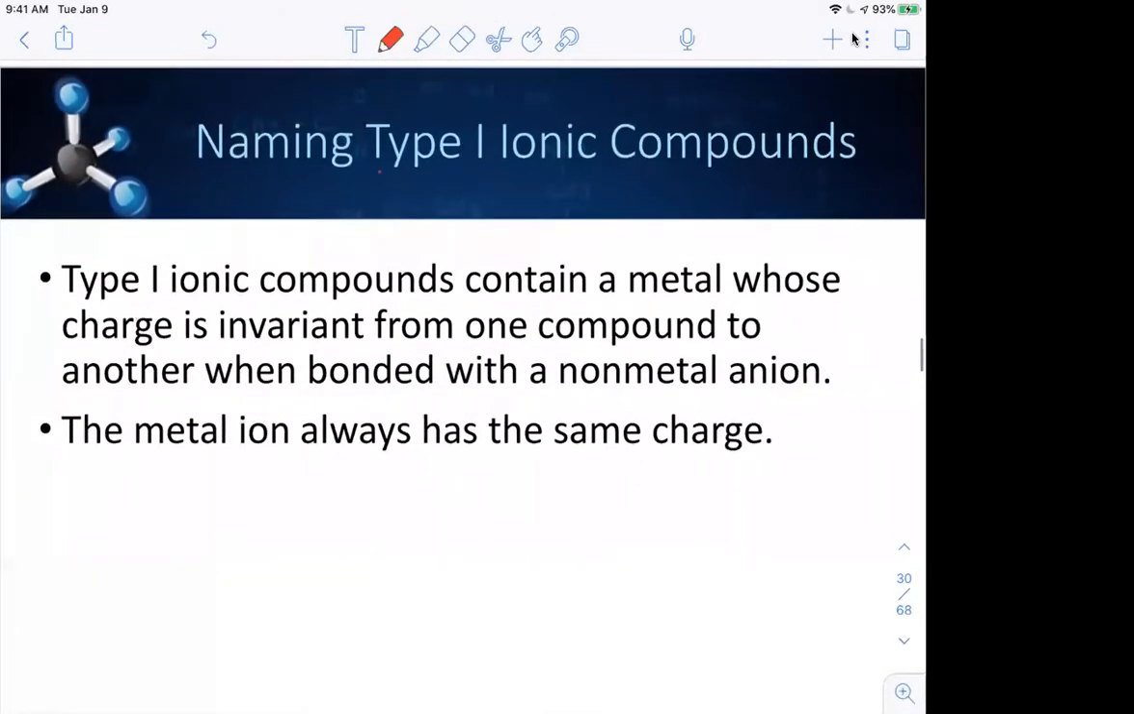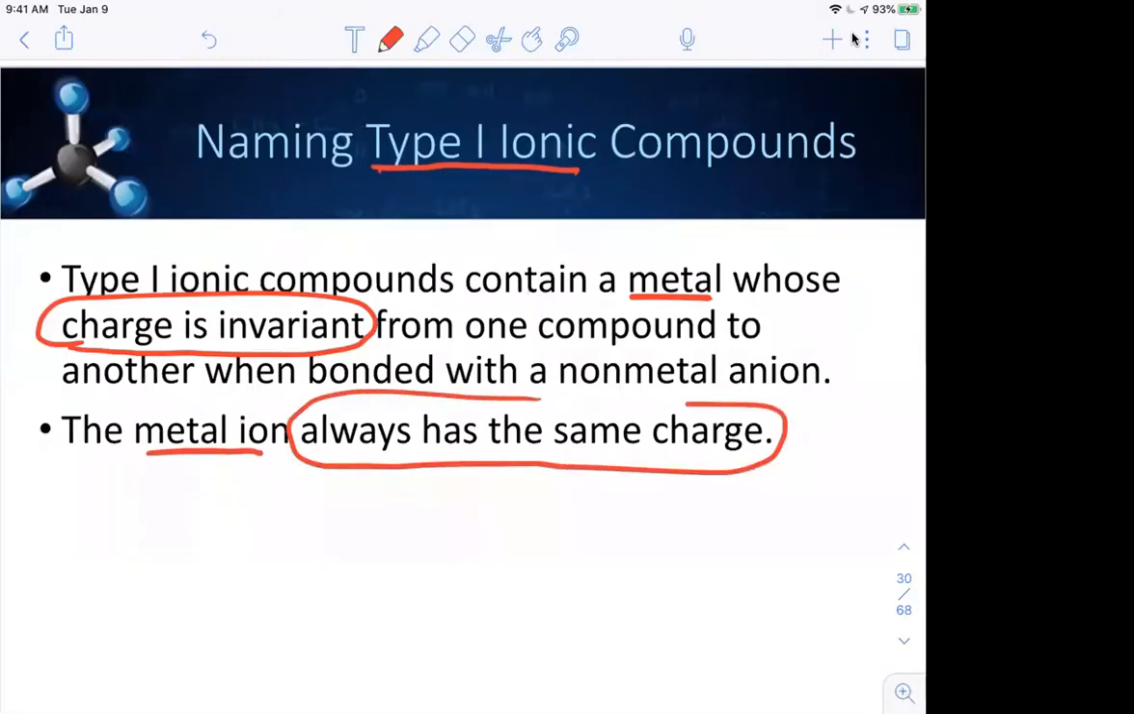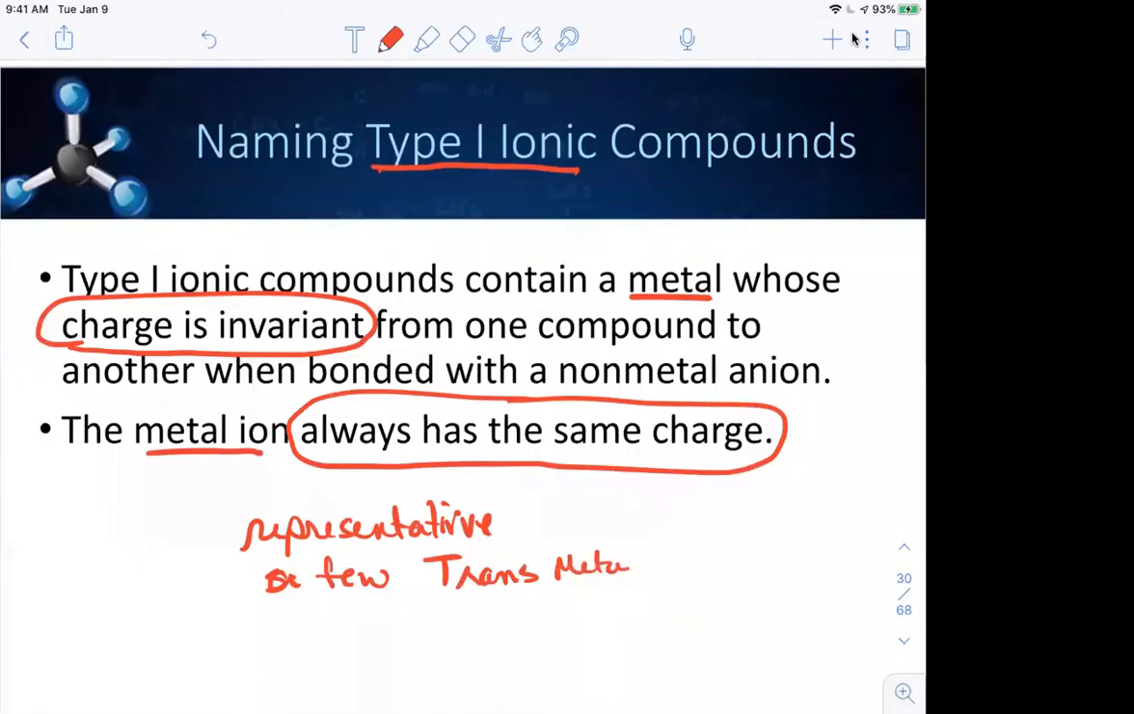All right, let's name type 1 ionic compounds. Type 1 compounds contain a metal where the charge is invariant. So these metals always form the same charge. The metal ion always has the same charge. So again, representative elements and a few transition metals, based on that chart.